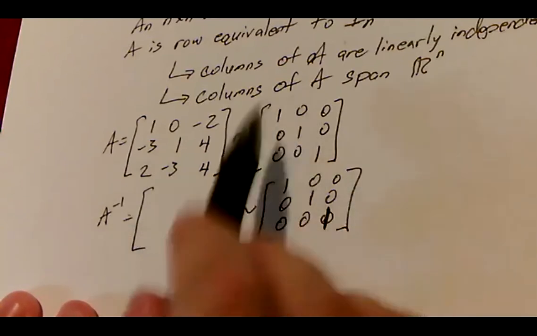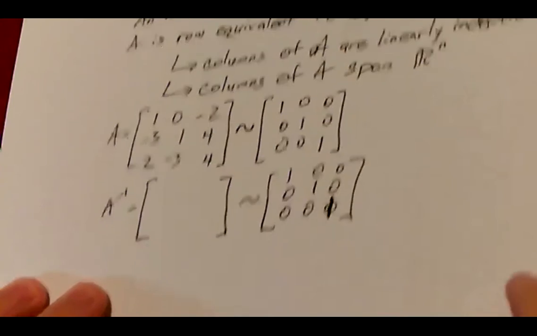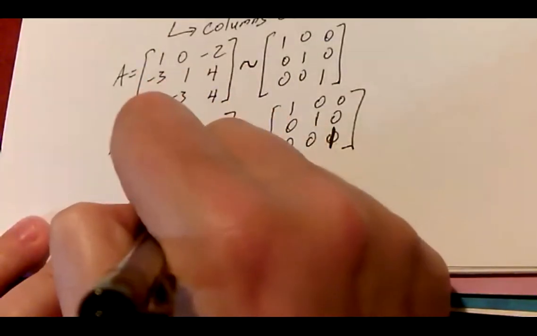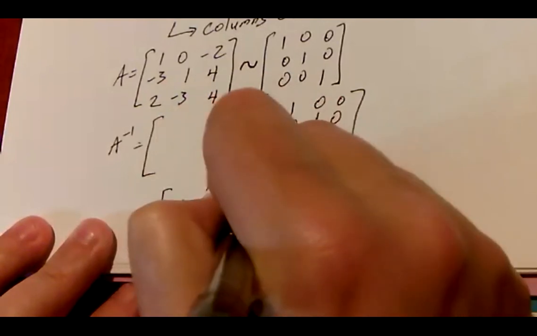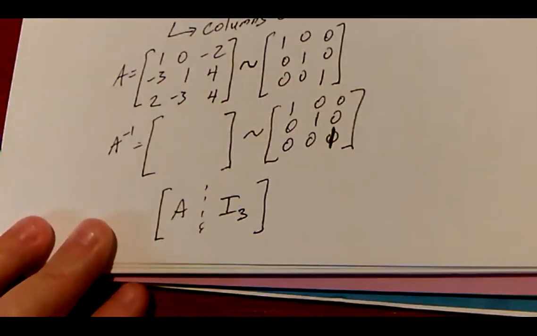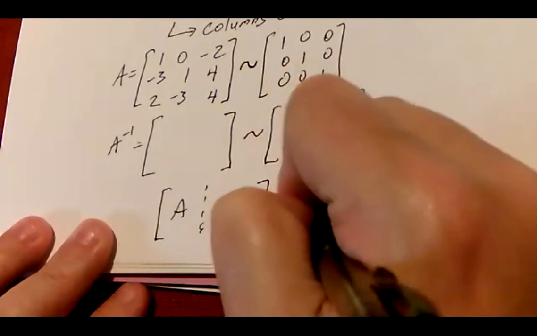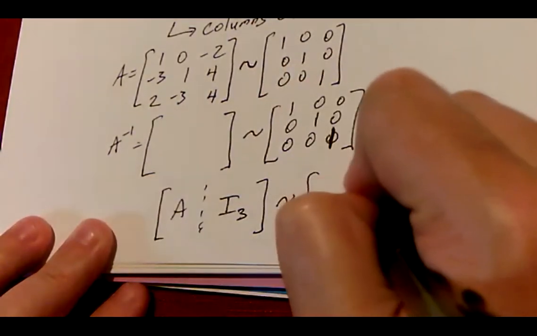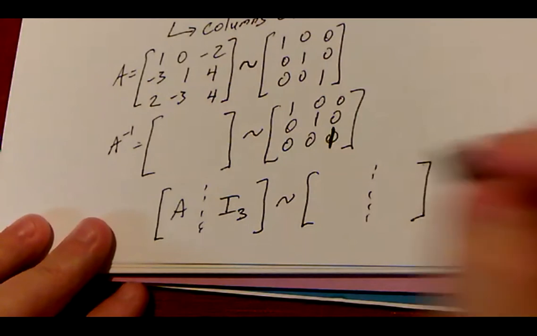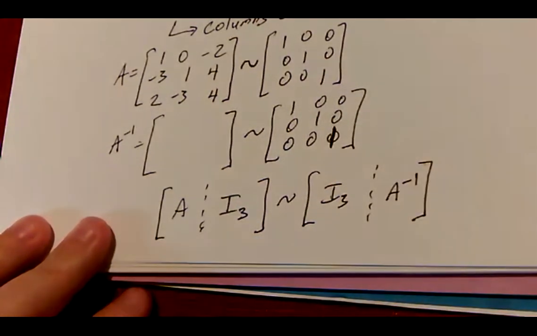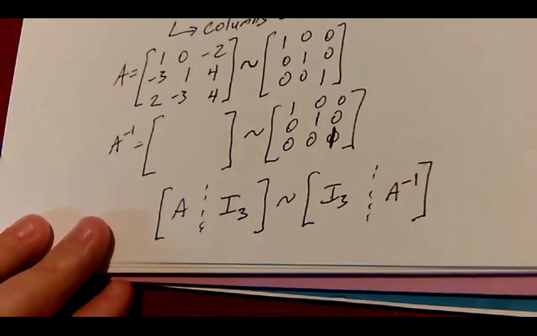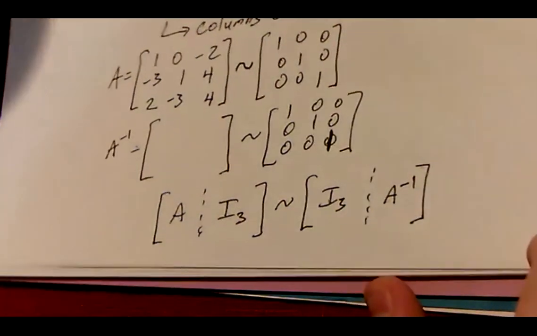So what I can do is I can do both of these operations at the same time. I can take my matrix A and augment it with the identity. In this case, it would be I3. And I can simply row reduce both of them at the same time using the same operations. And when I do so, I'll get I3 on the left and I'll get A inverse on the right. Okay, so this is an inverse finding algorithm for us that we now have.